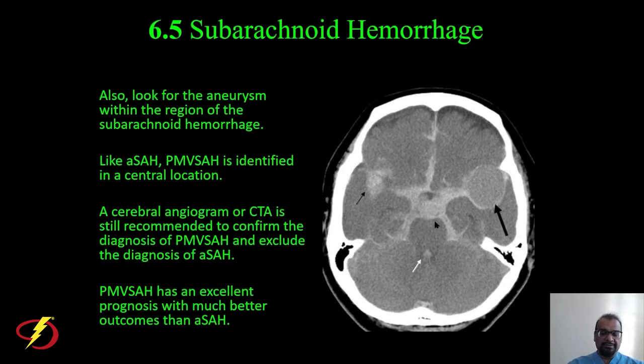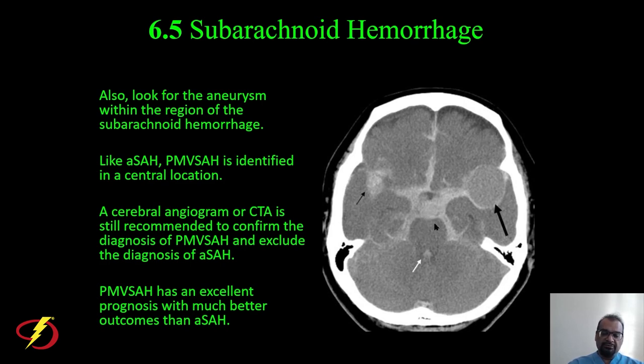So when we're looking at these subarachnoid hemorrhages from aneurysms, and here you can clearly see the aneurysm, these are higher pressure subarachnoid bleeds. They're more diffuse. They involve the sylvian fissures, and look at both sides of the pons in this situation, okay? So like aneurysmal subarachnoid hemorrhage, paramesencephalic venous subarachnoid hemorrhage is identified in a central location, okay? When we see this distribution of centrally distributed subarachnoid hemorrhage, whether we think it's venous or aneurysmal, we always want to do further imaging studies such as a cerebral angiogram or a CT angiogram to confirm the diagnosis of venous versus aneurysmal subarachnoid hemorrhage.